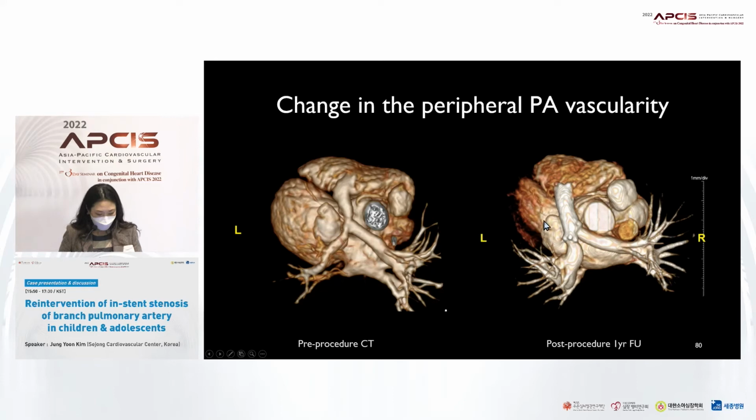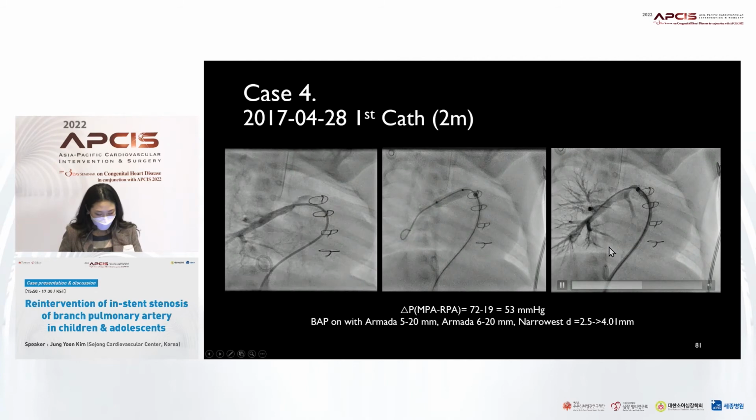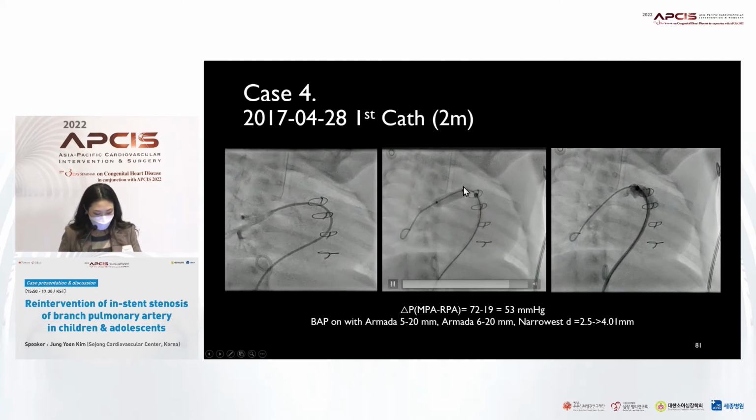This is a CT scan comparison of the CT performed before the procedure and 1 year after stent insertion. It can be seen that peripheral pulmonary artery vascularity is greatly improved, I think. So now let's move on to case 4.